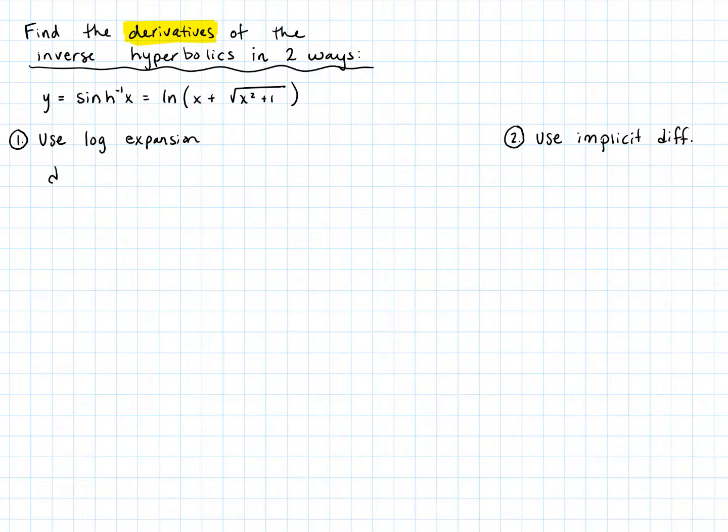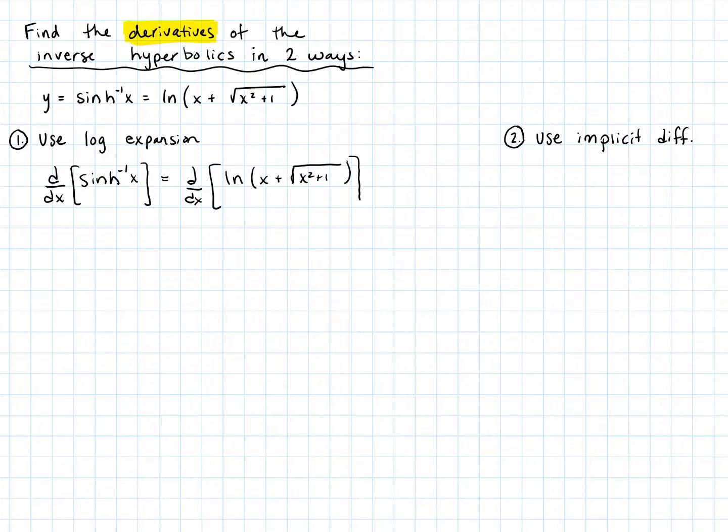So let's take the derivative. Let's do it for the hyperbolic sine. So let's take the derivative of the inverse hyperbolic sine of x, and let's do it just by using what we know about logarithms. So what's the derivative of the log of the quantity x plus the square root of x squared plus 1?